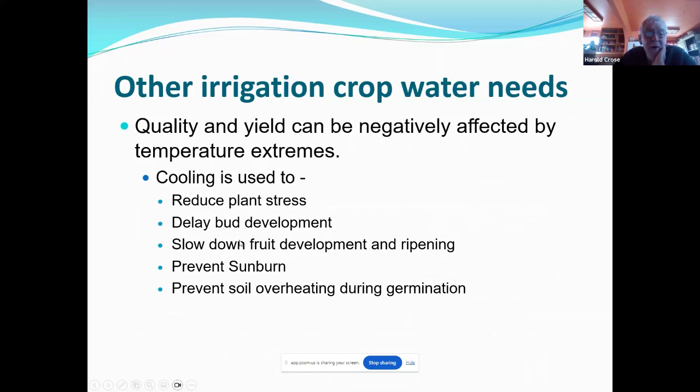Other things, quality and yield can be negatively impacted by reduced cooling, which is used to reduce plant stress, delay bud development, and slow down fruit development. This is in crops. We use a lot of overhead for cooling the orchards down to prevent sunburn and other things. So there's techniques, again, in the management you can use if they're looking into cooling.